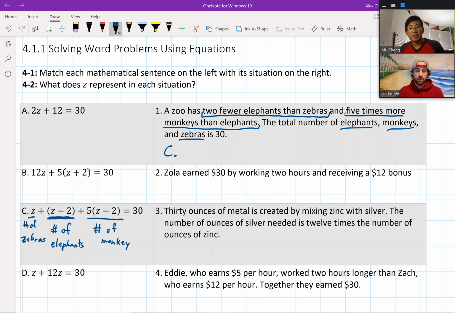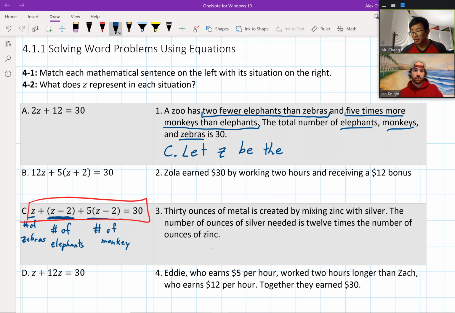Yeah. And so if we are giving someone this equation where we just say, hey, here's Z plus Z minus 2 plus 5 times Z minus 2 equals 30, then the person that is hearing this information, they got to know what Z is, right? And so a way that we could make it really clear is using this thing called a let statement. And so in this case, I think our let statement, or revealing what the variable actually represents, we would just say that let Z be, let's see, in this case, the number of zebras.